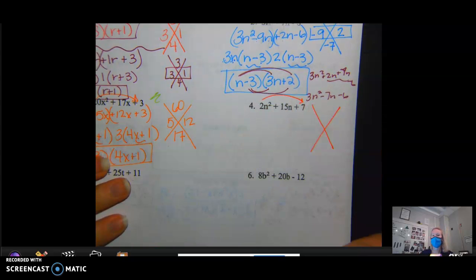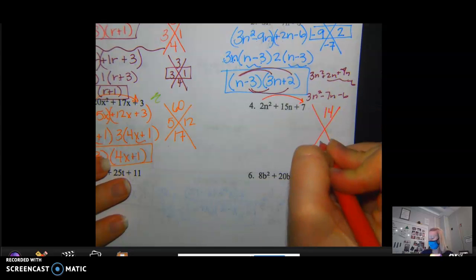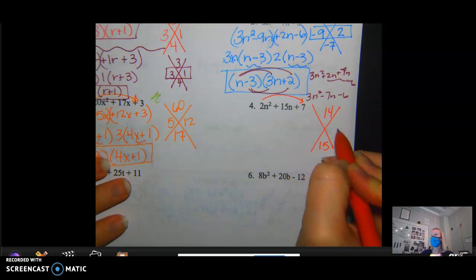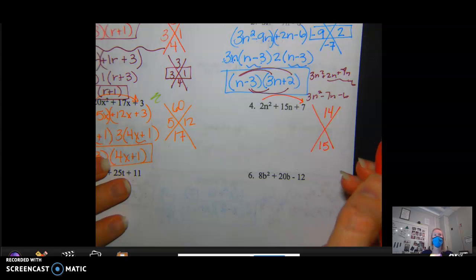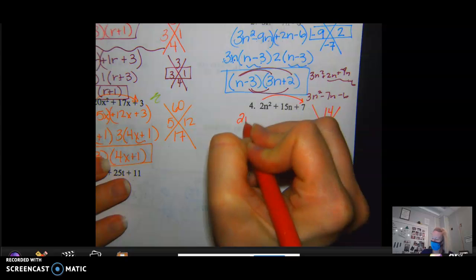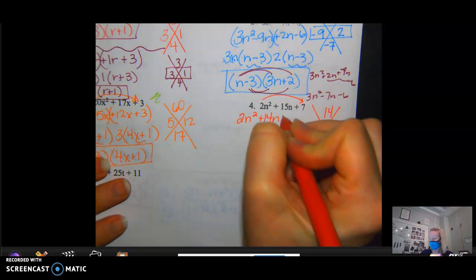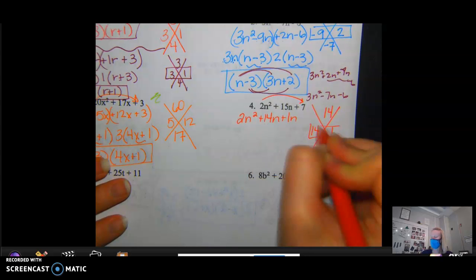Awesome. 2 times 7, which is 14. What number goes on bottom? So 2 numbers multiply to 14, but add to 15. What would those 2 numbers be? 14 and 1. Bring my first term down, it stays the same. Split the middle. 14n plus 1n. That came from these two numbers I found here.